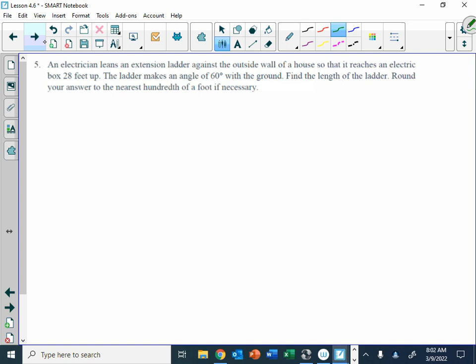An electrician leans an extension ladder against the outside wall of a house so it reaches an electric box 28 feet up. Okay? First things first, you're going to have a right triangle. Draw it. Whether you draw it this way or this way, I don't care. Just draw a right triangle.